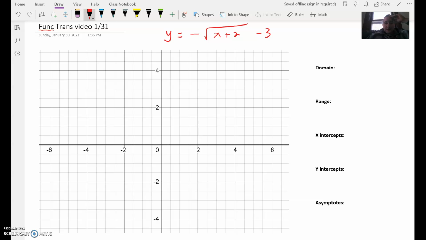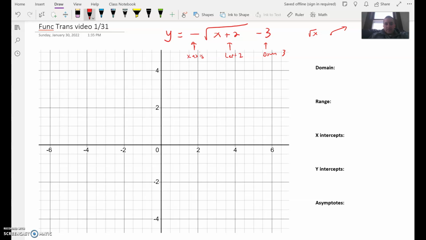Okay, so we know that this parent graph is the square root of x, which is the kind of shooting star graph. I see that there's a reflection over the x-axis. I see that there is a shift. +2 means left 2. And I see that there is a shift down 3. Highly recommend you start there. Kind of getting the feel for your shifts, right?